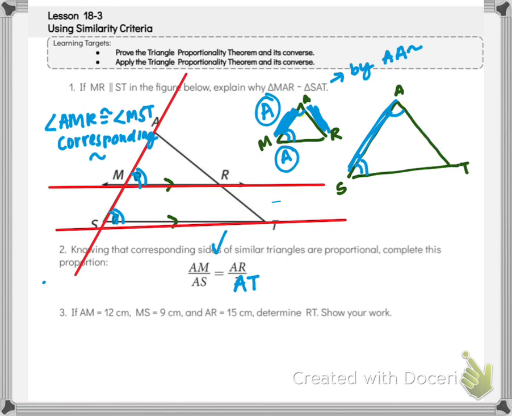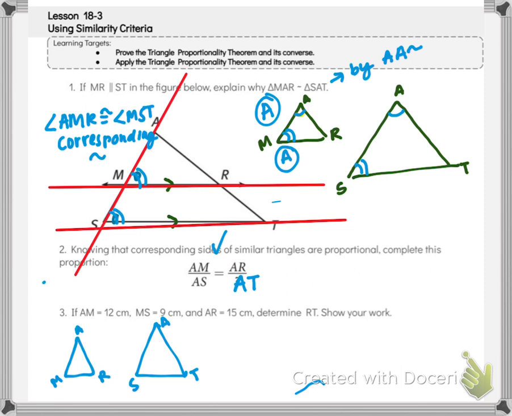This one right here, number 3, it says AM is 12, MS is 9, and AR is 15. So let's transfer that to our actual pictures really quick. So it says AM is 12. So this side right here is 12. And we can redraw this just so it's a little bit less messy if you want. So let's do our big one and our small one.